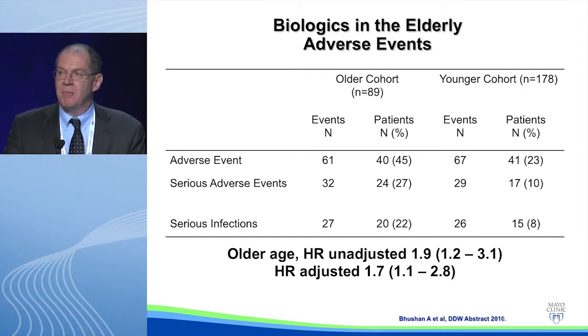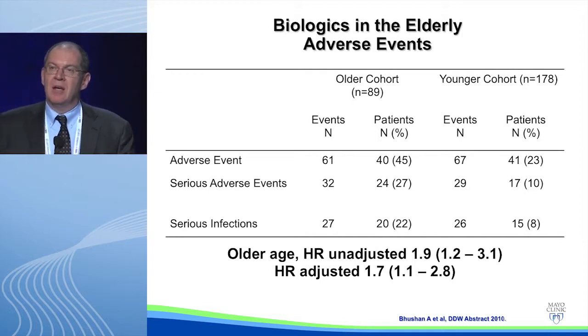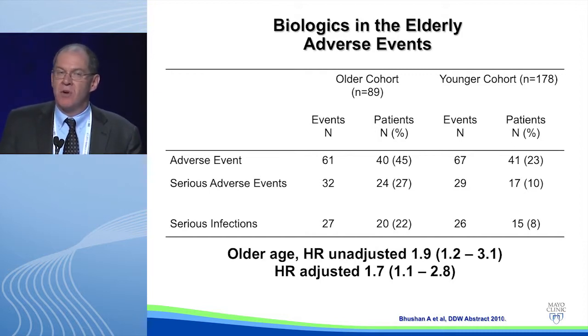We also did a study at Mayo several years ago looking at outcomes of patients over the age of 60 on biologics, and we saw that the older patients, 27% of them had a serious adverse event versus only 10% of the younger patients, and most of those adverse events were infections, 22% versus 8%, and when you work out the hazard ratio of time to serious infection, the older patients are anywhere between 70% and twice as likely to have a serious infection.